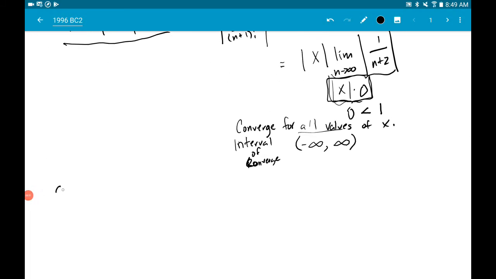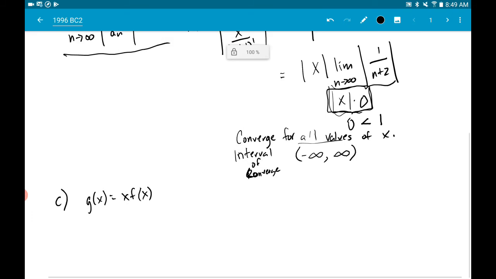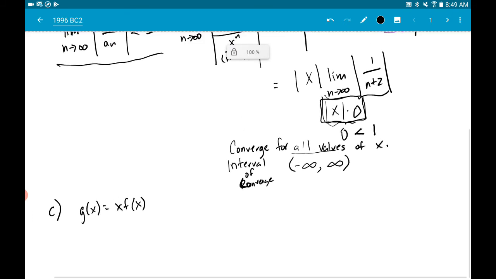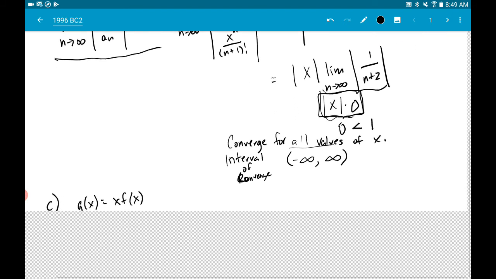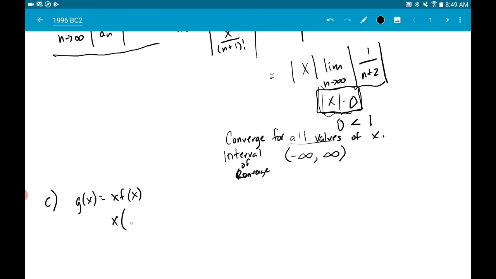All right, I'm going to do letter C here because we got some time. It says let g of x equal x times f of x. We're going to find g of x. So what I'm going to do is take the series that's given. And if you forgot, it's 1 plus x over 2 factorial plus x squared over 3 factorial plus x cubed over 4 factorial.